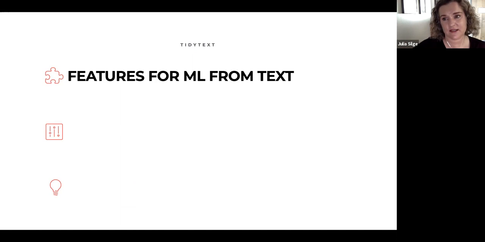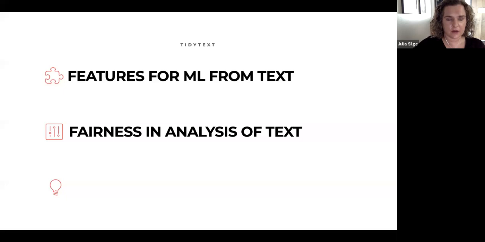The next thing that I want to mention is fairness in analysis of text. All data and machine learning reflects the reality that we have in training data, and we reiterate the reality that training data reflected in our models. But when we use language data in models, it is literally true that whatever biases, whatever reality is encoded in that language data, we are recreating it and reiterating it in our model.